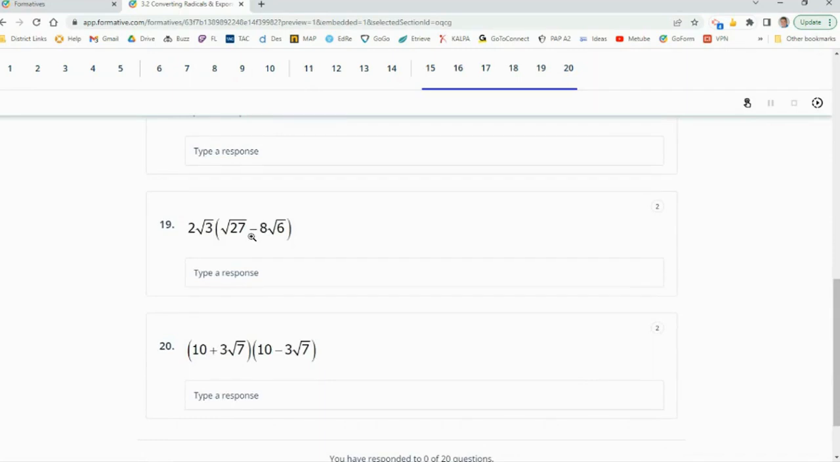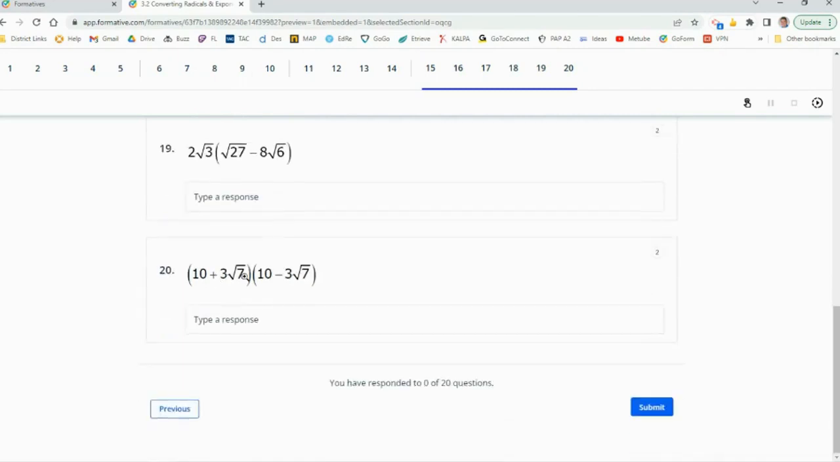Then there's multiplying. 2 cube roots of 3 times the cube root of 27. And this is distributing, so you've got to multiply it times the other one as well. 2 cube roots of 3 minus 8 cube roots of 6. And then here's two binomials you're multiplying together. 10 times 10, 10 times the negative 3 square roots of 7, positive 3 square roots of 7 times 10, and 3 square roots of 7 times negative 3 square roots of 7.